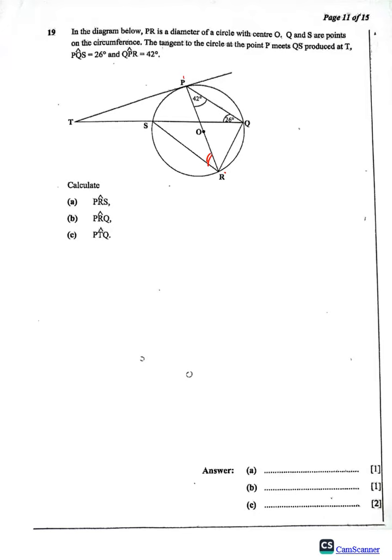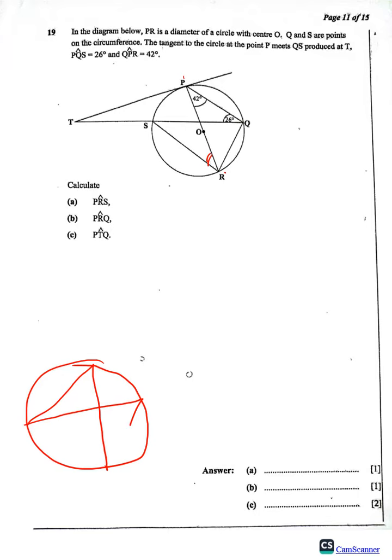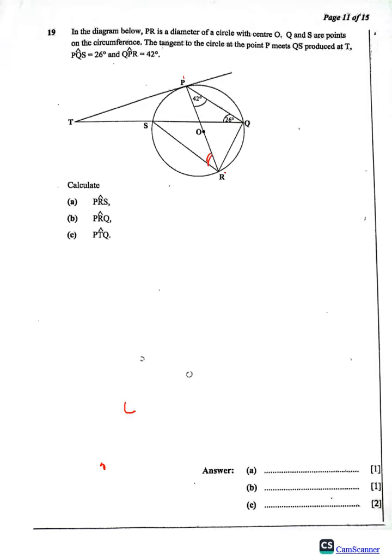So from the diagram, let's say if I have maybe a diagram like this one, where we have 2 segments, you can see that this angle and this angle are equal. So this property is that angles in the same segment are equal. That is the property we are going to use for this one. So the angle here is equal to this angle. So this is 26 degrees.